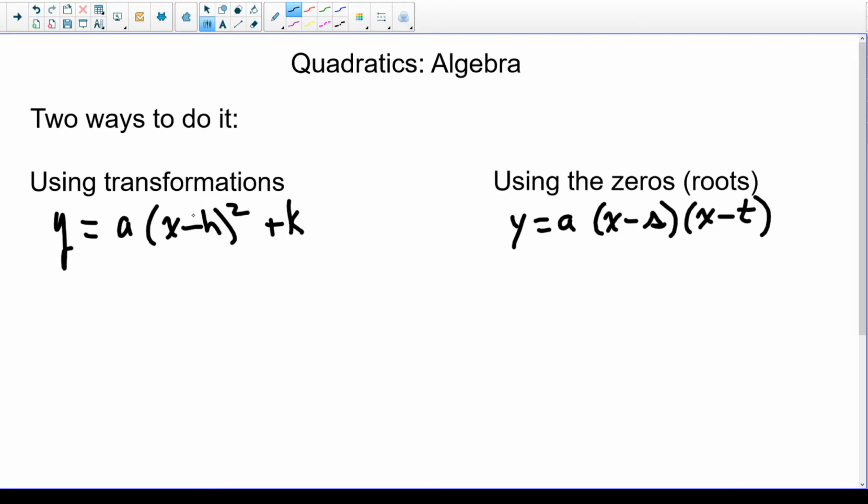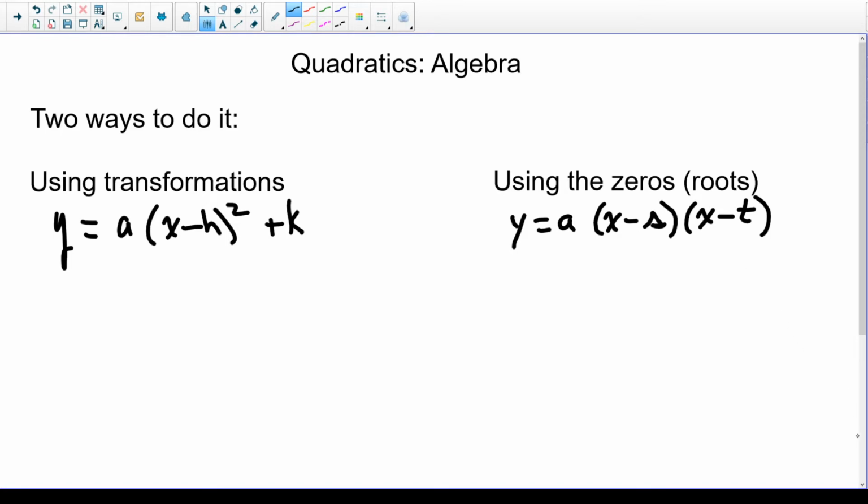Okay, so we're actually going to start with the transformations one, and like I said, we're going to break it down slowly into pieces. We're going to start by looking at what the k value does to the equation, and what the a value does to the equation, and then we'll look at what the h value does. We're not doing all of that today. We're going to be looking at k, and we might start looking at a today. And then we'll come back and do the second section of the quadratics unit, and we'll look at the zeros method of looking at quadratics in algebra.